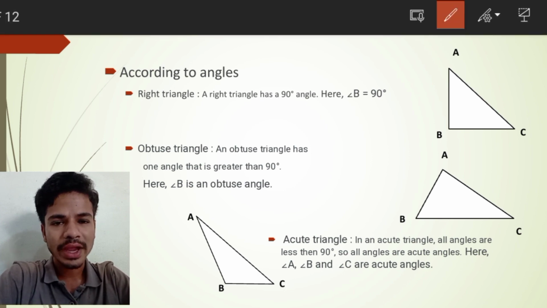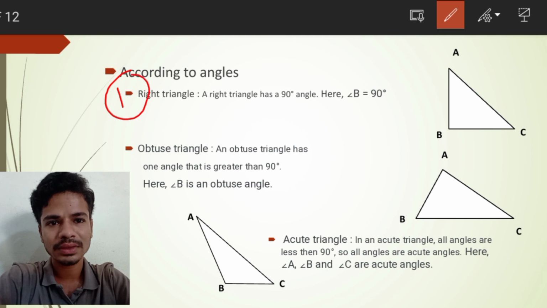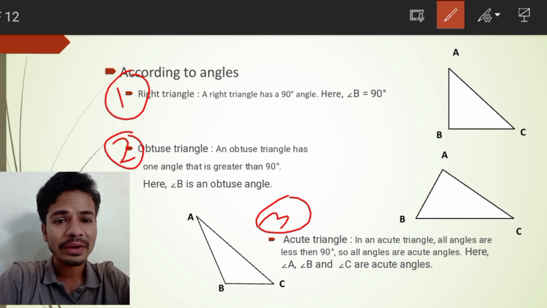So according to their angles, we can also classify triangles into three types. The first one, right angle triangle; the second one, obtuse angle triangle; and the third one, acute angle triangle. So what do we mean by a right angle triangle?